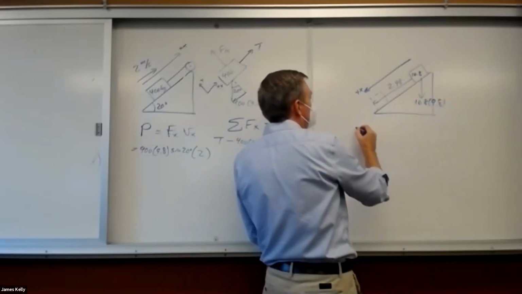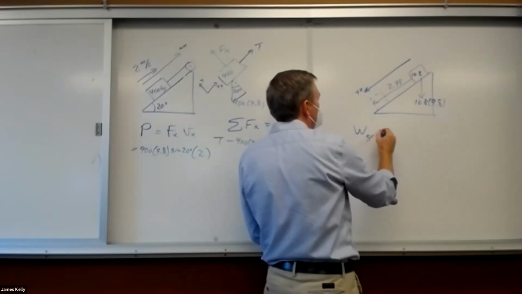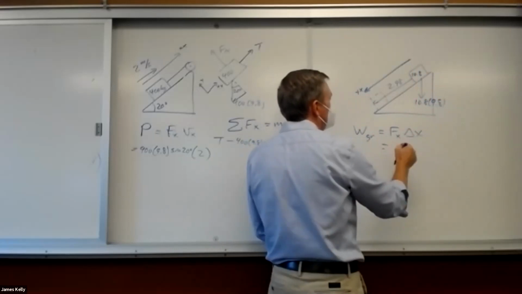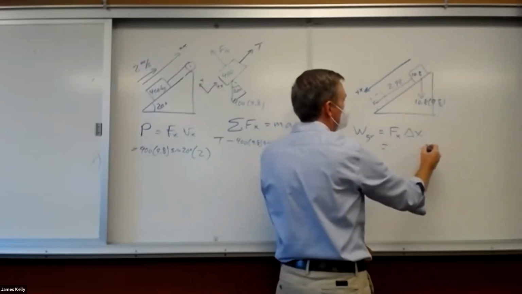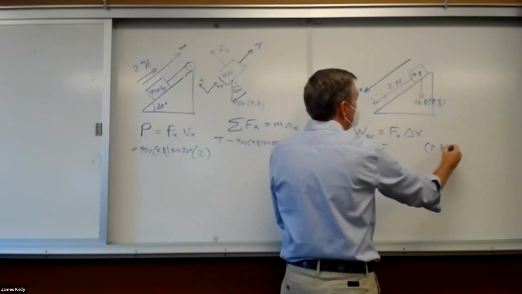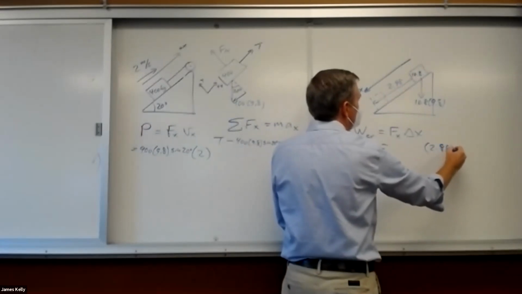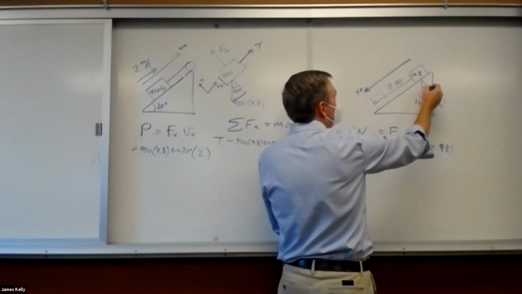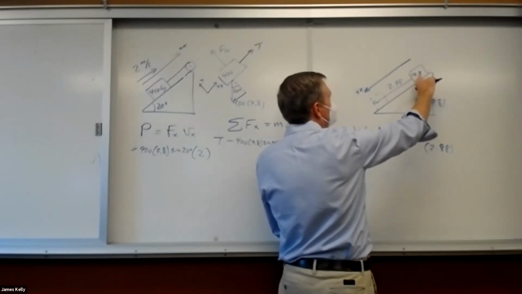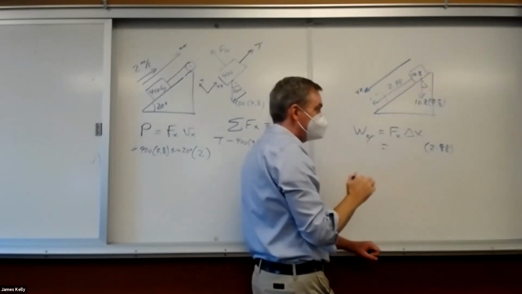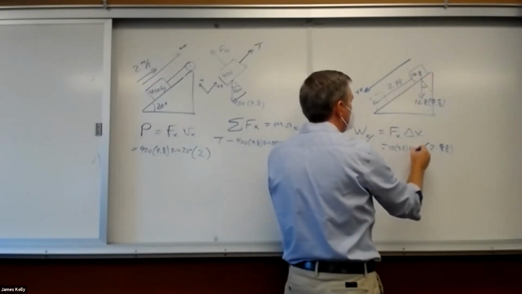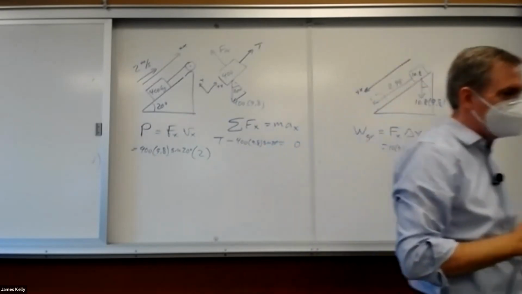One way to do it is to say the work done by gravity is equal to Fx times delta x. Our delta x is 2.98. I just need the x component of this force, and I know how to do that. I need the angle of the plane, but we're going to do 10.8 times 9.8 times the sine of whatever your angle is.